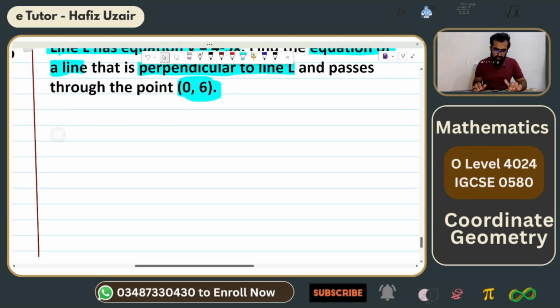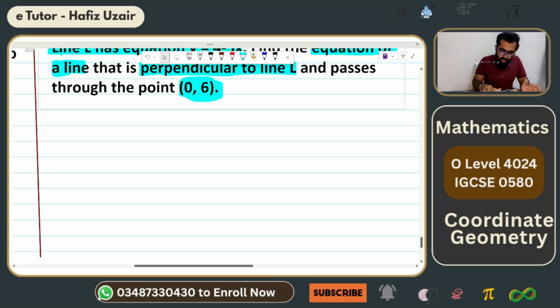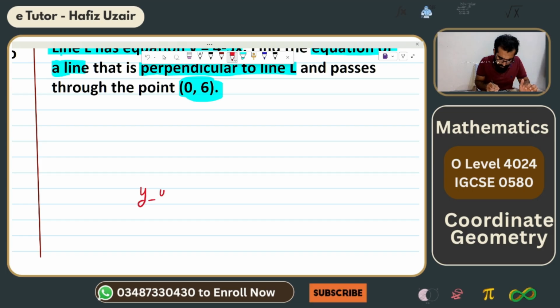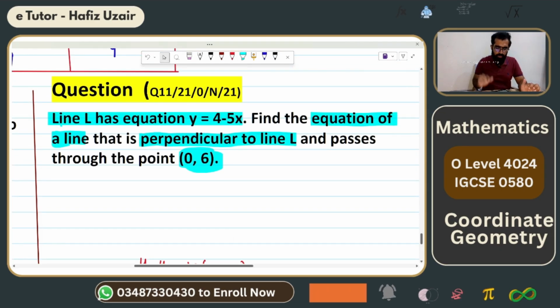What do you need to use? You need to use the point slope form. And what is the point slope form? Let me write it over here. It's y minus y1 equals m(x minus x1). So this is the point slope form. Now line L has equation y equals 4 minus 5x. Find the equation of the line that is perpendicular to line L.